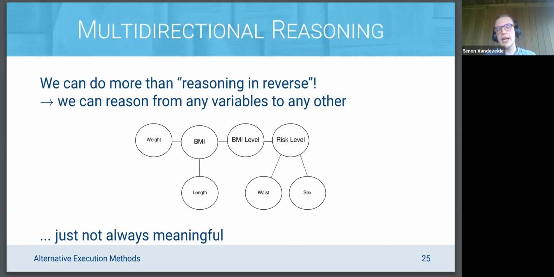So we can do more than reasoning in reverse. I've now shown how we can reason in reverse from a table, but we can reason from any variable to any other variable. And as I've said, it's not always useful. For instance, there's not much sense in deriving sex from weight and length, I'd imagine. But we can do it, so why not, right?